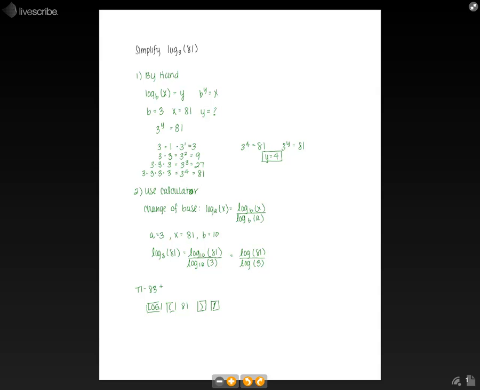So then you're going to divide by the log parentheses of 3 close parentheses, and you will get 4 when you do that. So that's how you solve the problem both by hand and in a calculator.